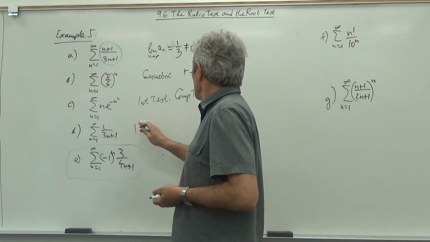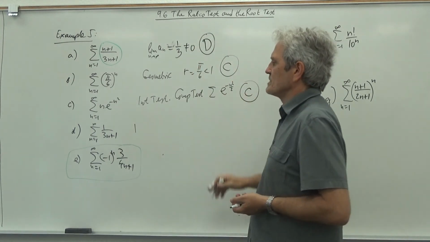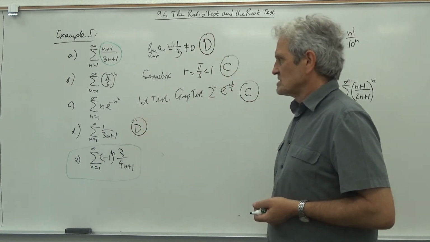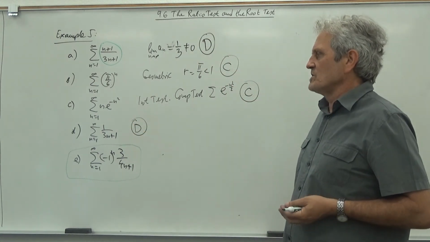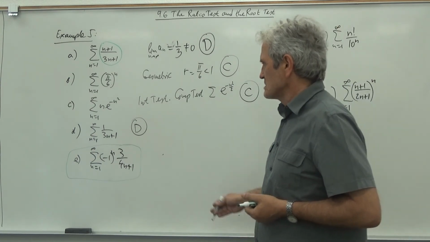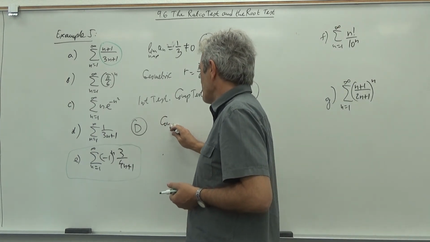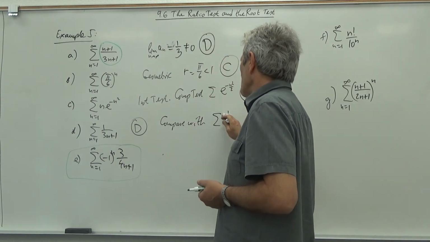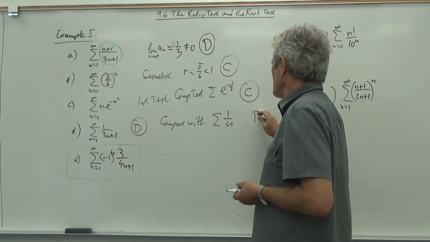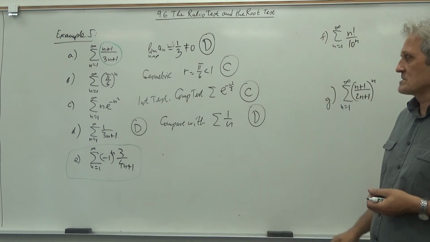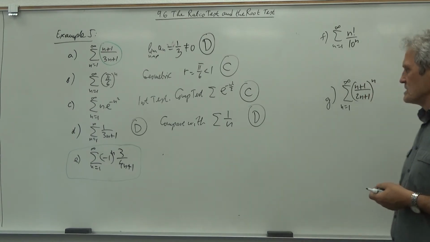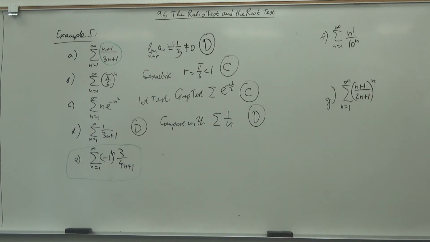What about this one? This one will diverge. Why? Because it's basically just a variation of the harmonic series. So compare with the sum of 1 over n, and you will get the limit comparison. Their limit is 1/3, so it will diverge. Let me leave the other one for the end because it has a different flavor.